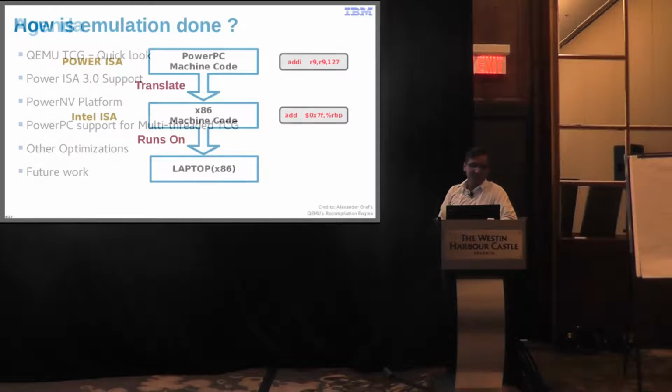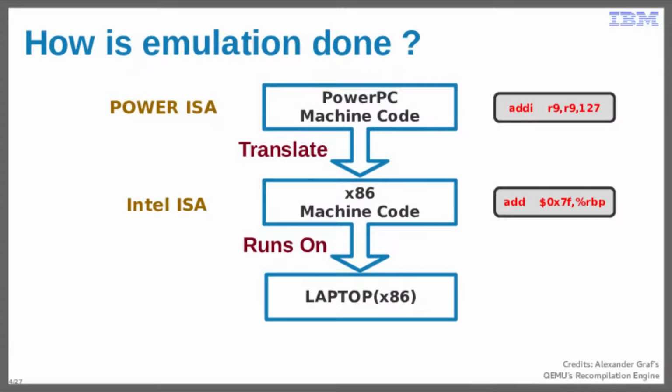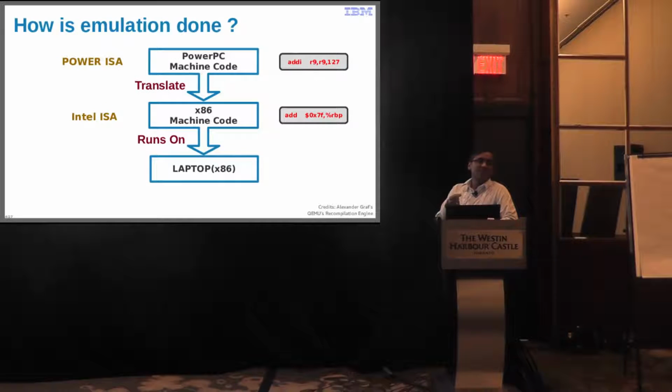So let's start with QEMU TCG. How is emulation done? If I have PowerPC machine code, I'll have a stream of instructions, and I need to translate it onto the host where I want to run. If it is x86, I would convert that instruction stream into x86 code, and then I'm able to run on x86. It is easy to do for maybe a few instructions, but the ISA is huge, with hundreds of instructions. So it's basically one ISA to the other ISA conversion.